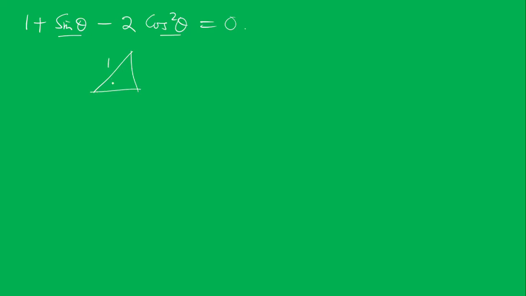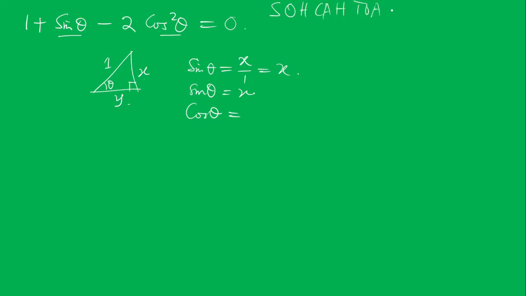let's say here is 1, here is theta, here is x, and here is y. From this expression, here is 90. From this expression, sine theta is equal to x, the opposite to this angle theta, all over 1, which is equal to x. So sine theta is equal to x. And cos theta is equal to what? Adjacent all over hypotenuse. We are using the acronym SOHCAHTOA.